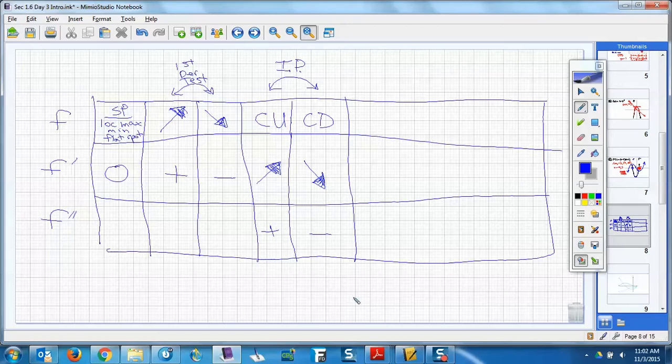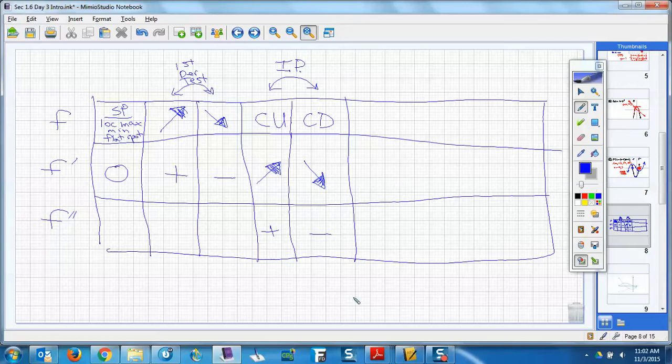What if the F prime graph is 0? That means it crosses the x-axis, right? So if the F prime graph crosses the x-axis, does that tell you anything about its slope? It could cross in all sorts of ways. Notice we never had a 0 up here and then something below it, right? So we're not going to have anything there.